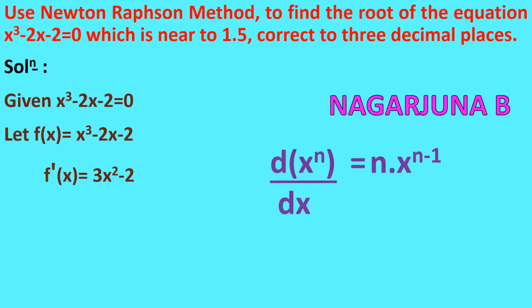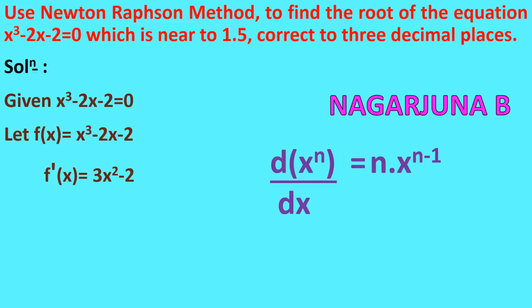Because 1 into x to the power 1 minus 1, so x to the power 0 is 1, 1 into 1 is 1, 1 into 2 is 2, and since the minus sign is there, it is minus 2. And next minus 2 is there, which is a constant. The derivative of a constant with respect to x will be 0, therefore it has not been written.